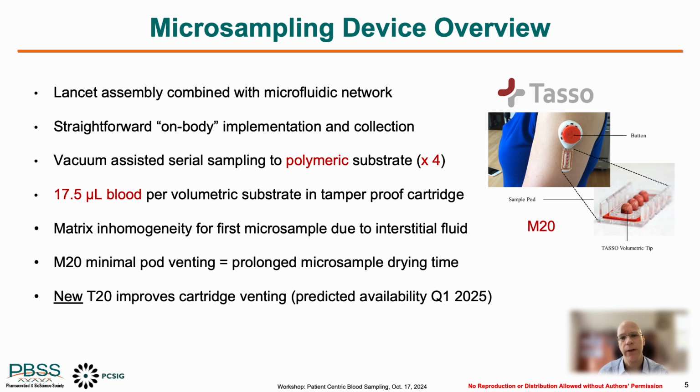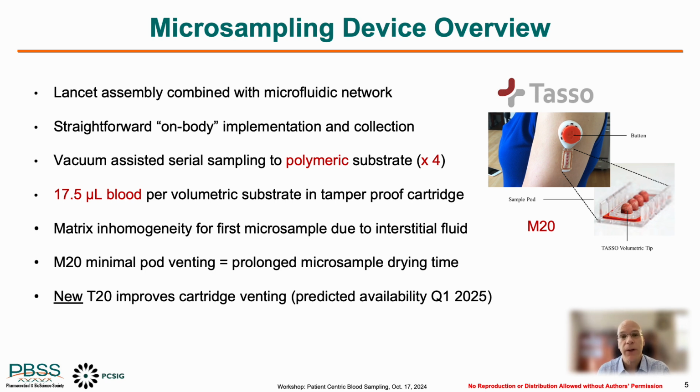Next up is the Tasso M20, which I don't need to spend much time on, as the previous talks have covered much of the device attributes. I'll just mention, for the sake of the slides that follow, that like the Mitra, the blood pads are a rigid porous polymer that are housed in a cartridge. However, there is minimal venting in that cartridge for the blood pads, resulting in a prolongation of microsample drying time. And under these semi-wetted conditions, in the presence of lysed erythrocytes, some molecules may exhibit instability. The good news is that a next-gen design is on the way, the T20, and it promises improved drying rates.